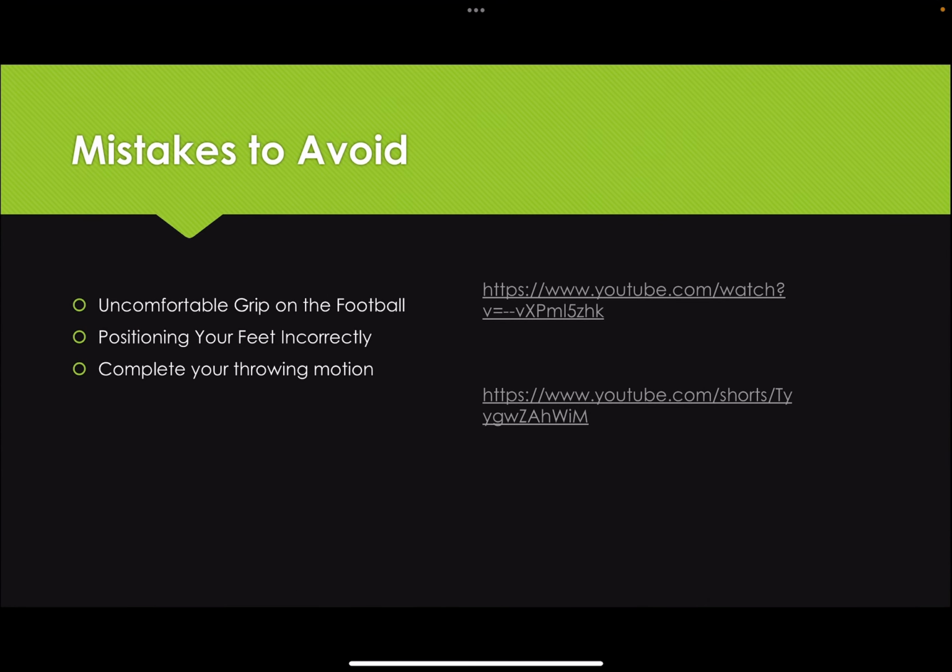All right, so the mistakes to avoid are: you don't want an uncomfortable grip on the football, you want to make sure your feet are positioned correctly, and you want to complete your throwing motion. And I have a video to show you guys me just throwing the ball. Real comfortable grip on the ball, my feet are positioned, and I complete my throwing motion.